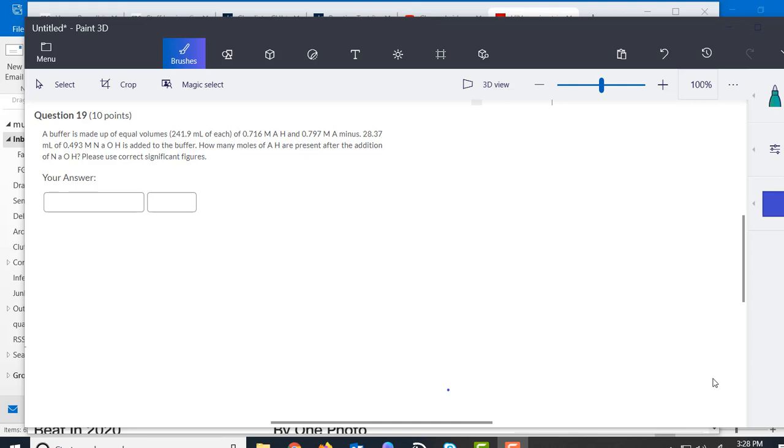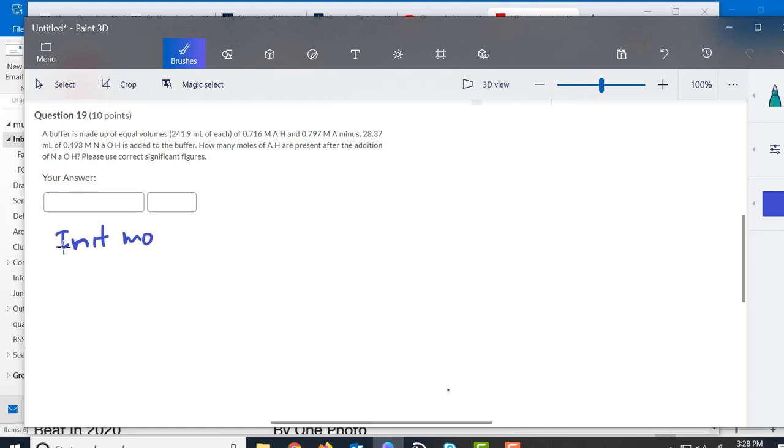With question 19, we're interested in how much AH is left after we've added that sodium hydroxide. So what I'm going to do is find the initial moles, and I'm going to do everything here. We're really only interested in the AH though, so if you didn't want to do the A minus, that'd be fine. But I'm going to go ahead and do the A minus anyway.